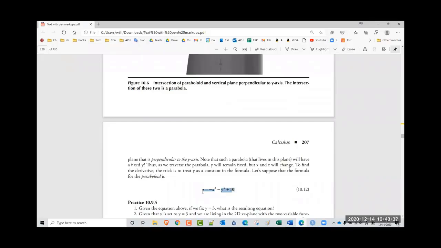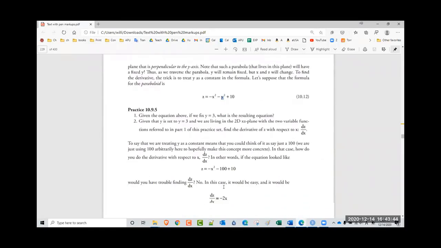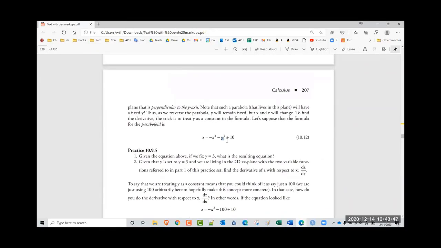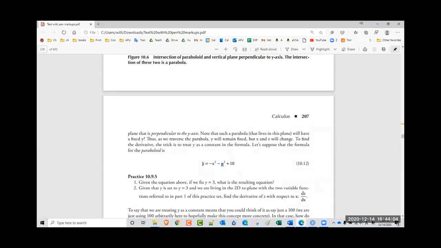we just take this and do what? Set y equal to 3. So that's what I did. I set y equals 3. Maybe I didn't. So what do you get for the equation of the parabola? Minus 3 squared plus 10 gives you what? Minus 3 squared is minus 9, plus 10 is plus 1. So the equation for the parabola is z equals minus x squared plus 1.